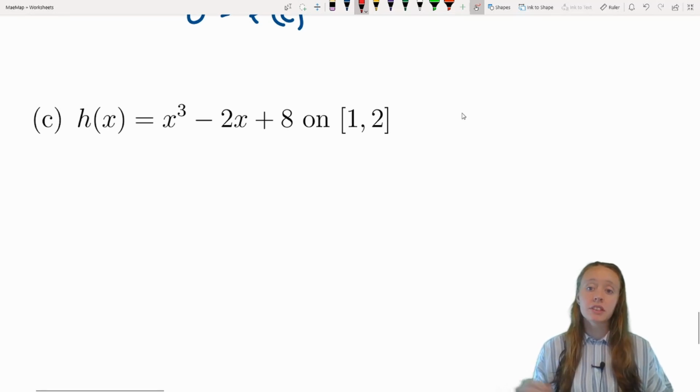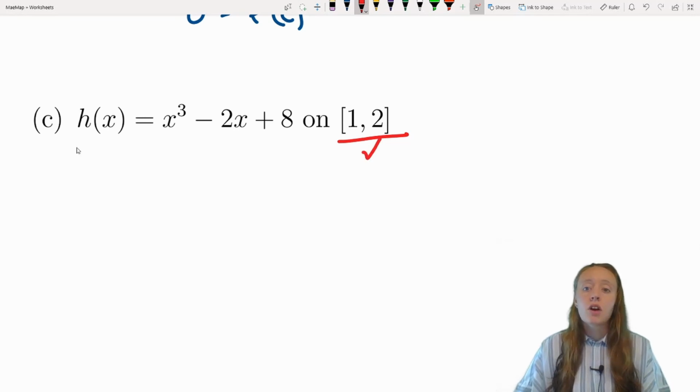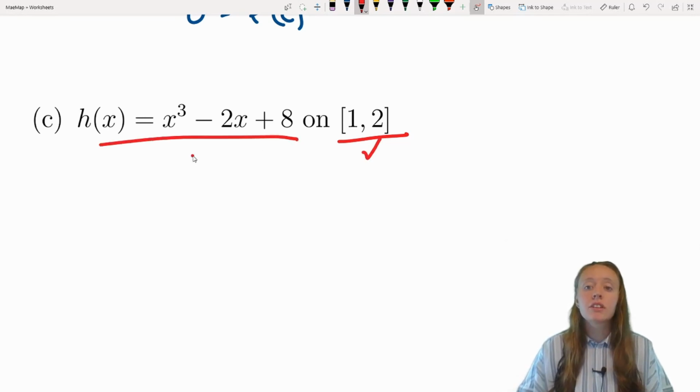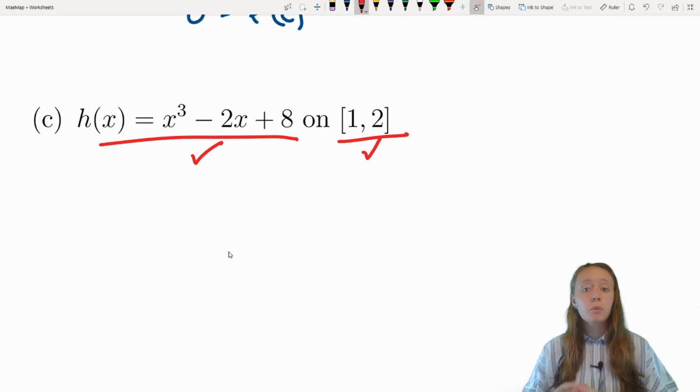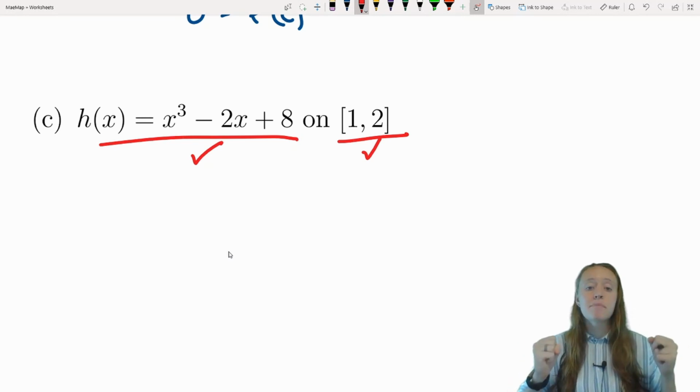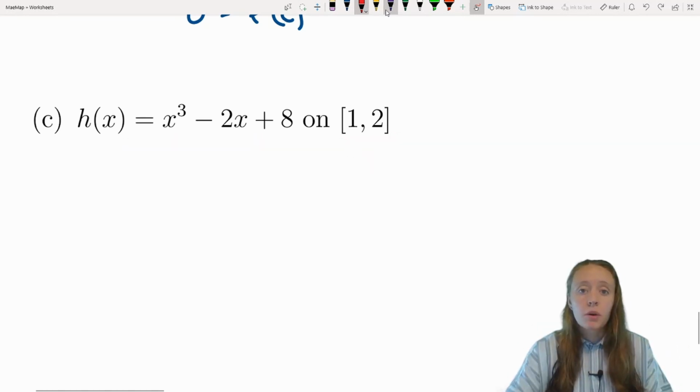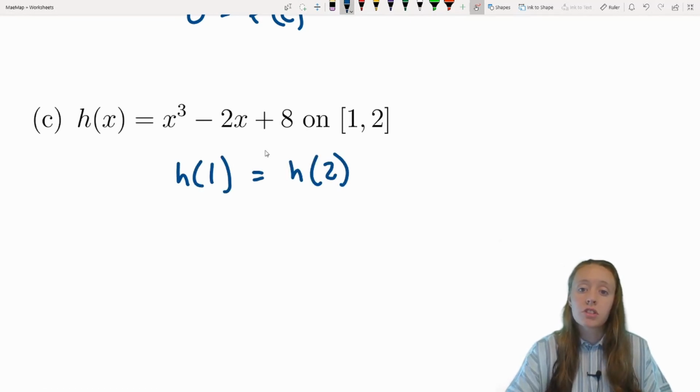So now moving on to our last example part on this worksheet, part C says that h of x equals x cubed minus 2x plus 8 on the interval from 1 to 2. All right, remember 3 questions for Rolle's theorem. Do we have a closed interval? Yes. Are we differentiable on that closed interval? Yes. So now my next question is, does h of 1 equal h of 2? Are my function values of my endpoints equivalent? So I'm going to figure out h of 1 and see if that is equal to h of 2.